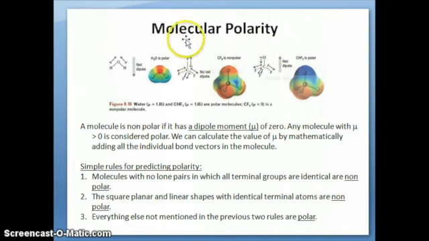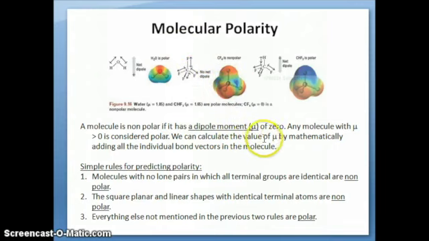What about CF4? If you get another vector going up that way, so you get one vector, two vectors, three vectors, four vectors, and when you add them all together, it turns out that all of these vectors cancel each other out, and your mu is actually 0. So if your mu is 0, that means this molecule is nonpolar.